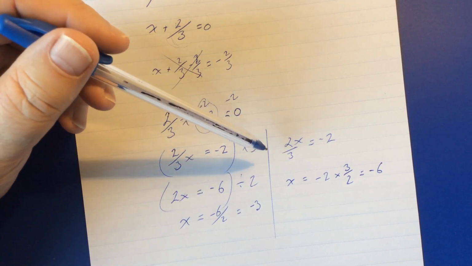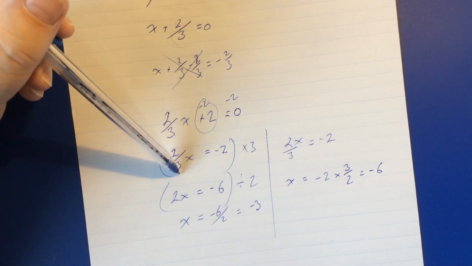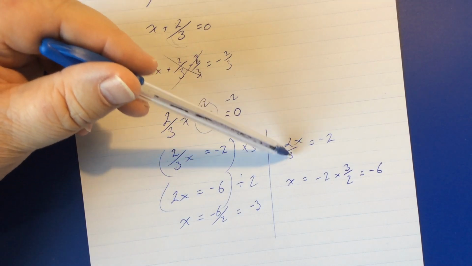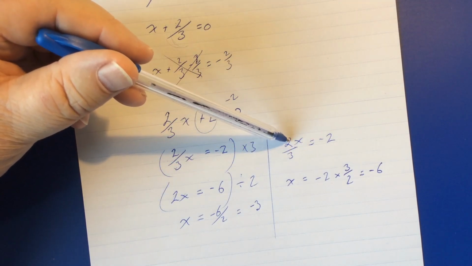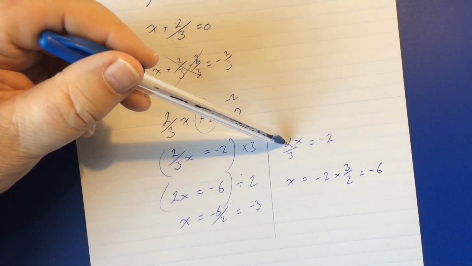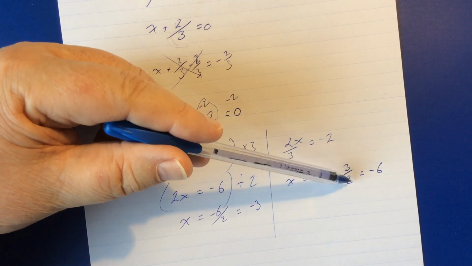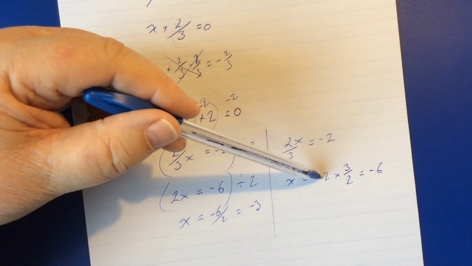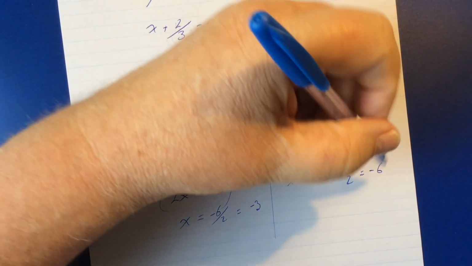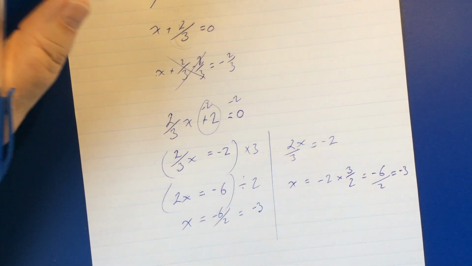Now, some of you will know that in order to move this fraction from the left-hand side to the right-hand side of an equation, all you have to do is flip it. So you take this, you move it over here, but you flip it. And so 2/3x equals -2 becomes x equals -2 times 3/2. -2 times 3 is -6/2 equals -3. Same answer.